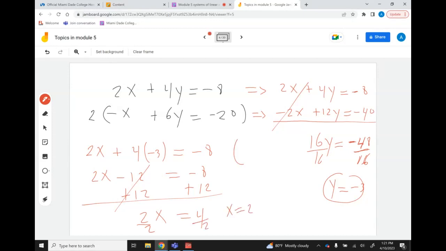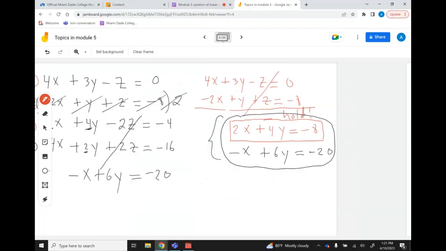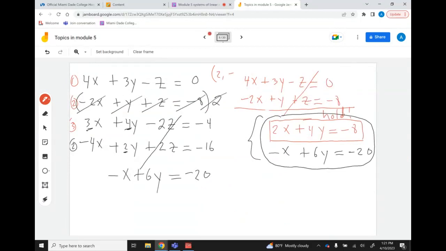So far, notice that our answer is going to be 2 comma negative 3, and then we still have to find the z value. We don't know what that is. Okay, so now I need to go back. Remember, the answer is 2, negative 3. So I'm going to write it here: 2, negative 3. We just need to find the z value.